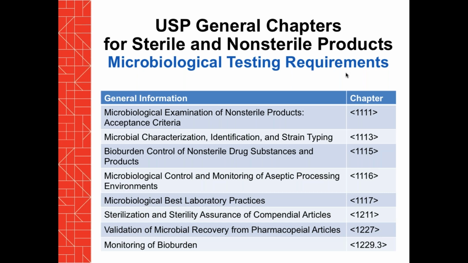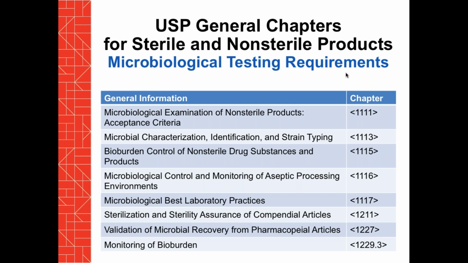The next one, 1116, is the chapter that gives us the most information about environmental monitoring for the aseptic processes and sterile compounding. So 1116, with the emphasis on environmental monitoring, is a really good chapter to look at.